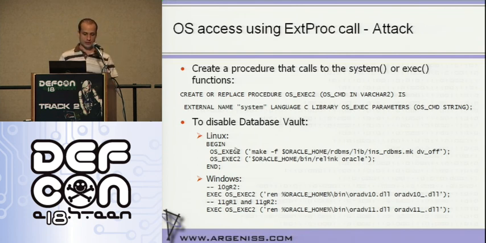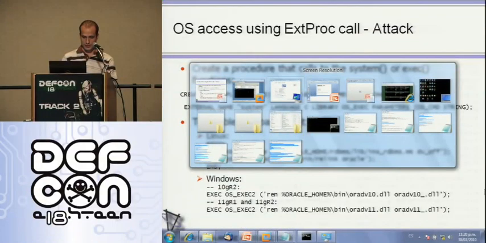So to disable Database Vault, we can execute these two statements that are the ones that you execute to disable Database Vault. And for Windows, we can execute any of these two statements. It is different if we are talking about Oracle 10g or Oracle 11g, because the DLL file name has the release version in its name. So let's see an example. Let's see a demonstration.